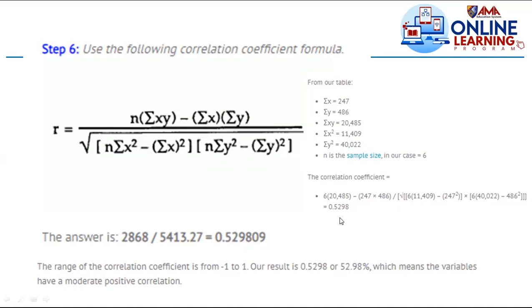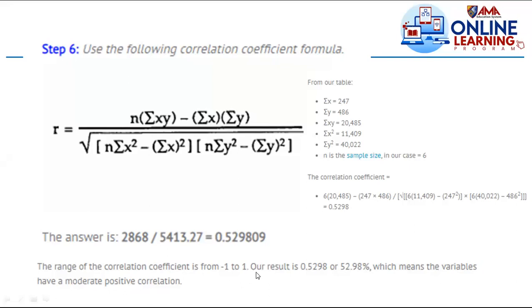Okay? So by using your calcu, the answer is 0.5298. Okay? So the answer, R is equal to 2868 divided by 4413.27 is equal to 0.529809. The range of the correlation coefficient is from -1 to 1. Our result is 0.5298 or 52.98%, which is positive, no? Which means the variables have a moderate positive correlation.